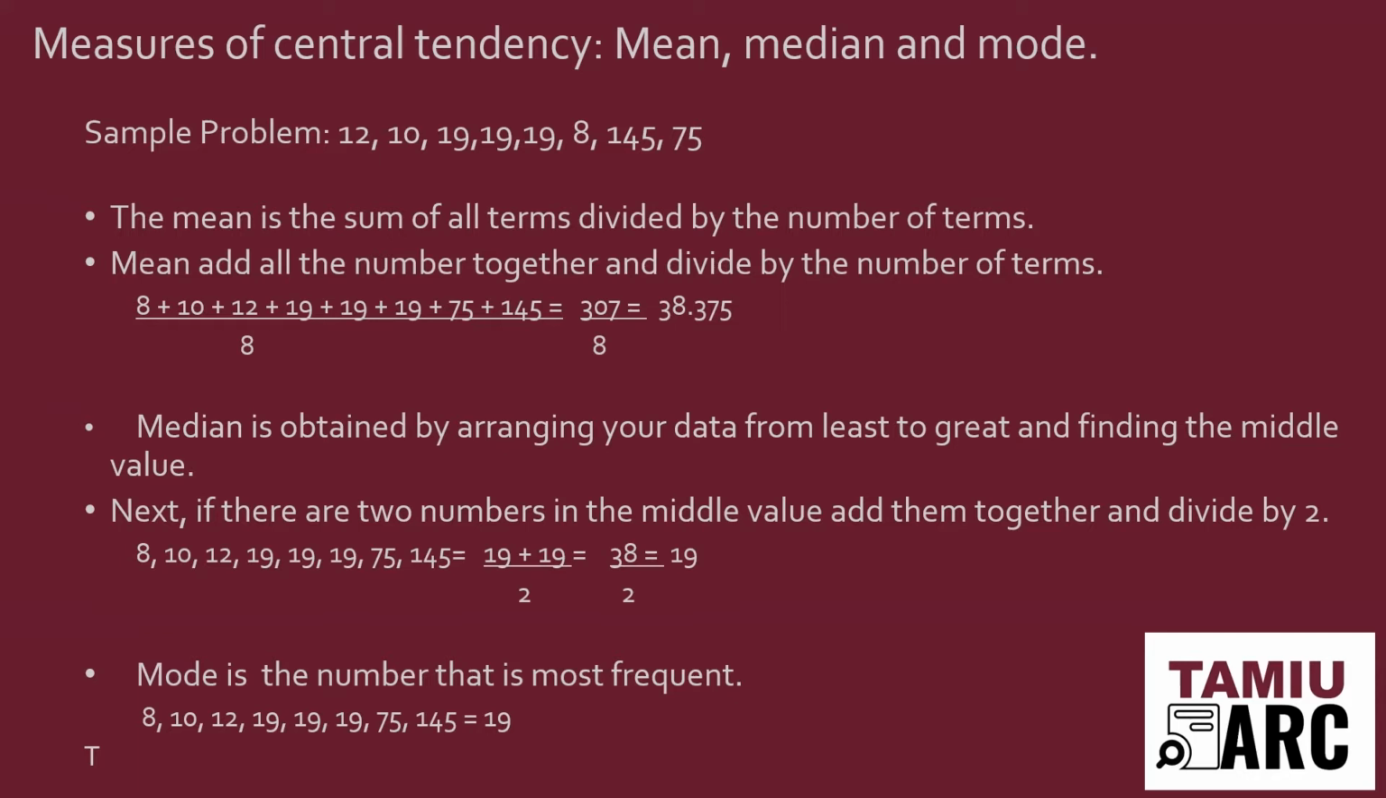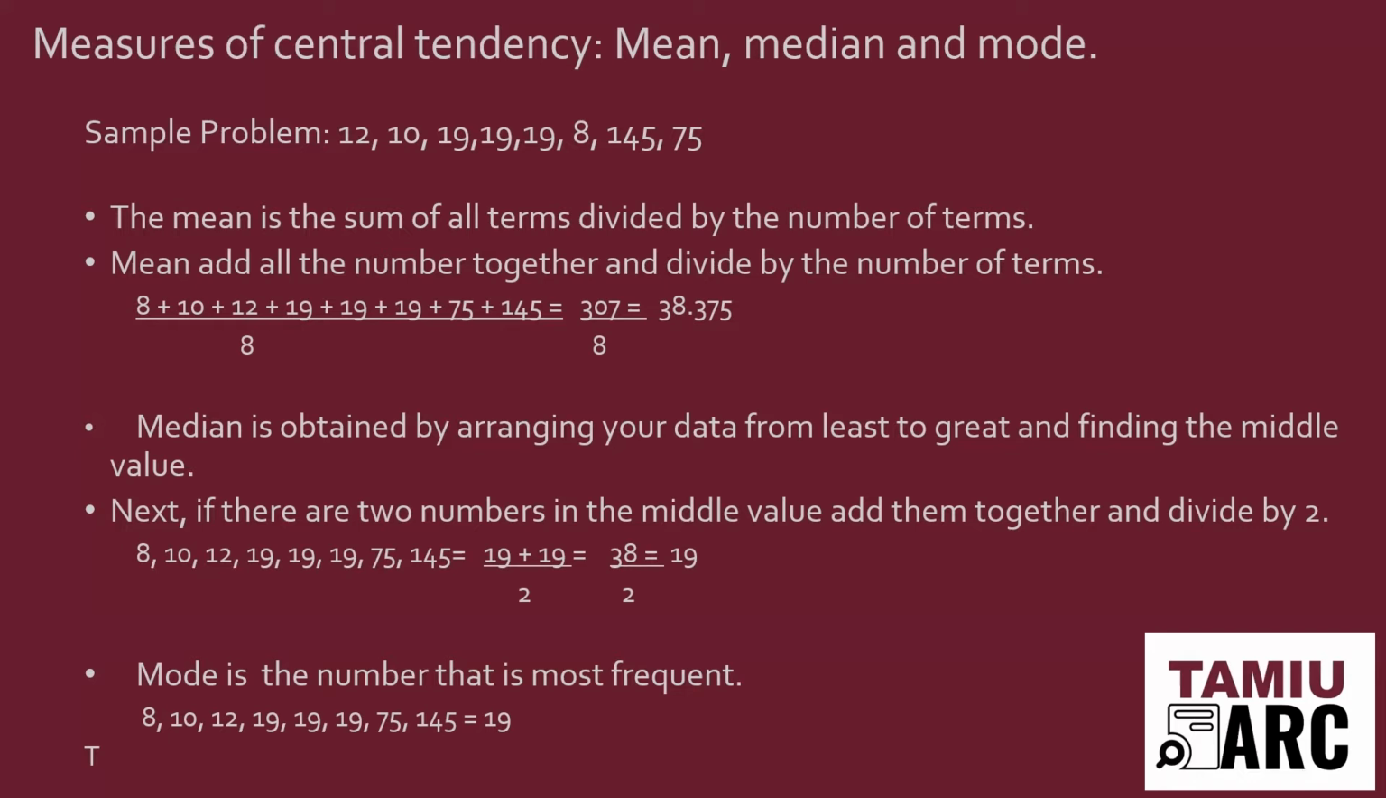The median is obtained by arranging your data from least to greatest and finding the one that's in the middle. If there are 2 numbers in the middle, then we add those 2 numbers and divide by 2. So for our example, it would be 8, 10, 12, 19, 19, 19, 75, and 145. Once we cross out the sides, we're left with 2 numbers in the middle: 19 plus 19 divided by 2, which is 38 divided by 2 to equal 19 overall.